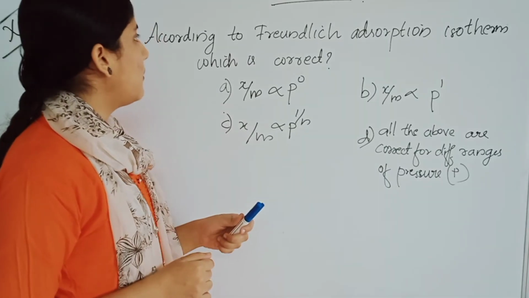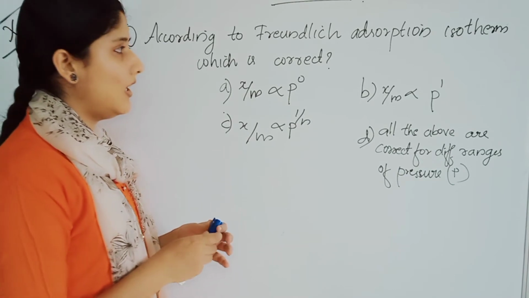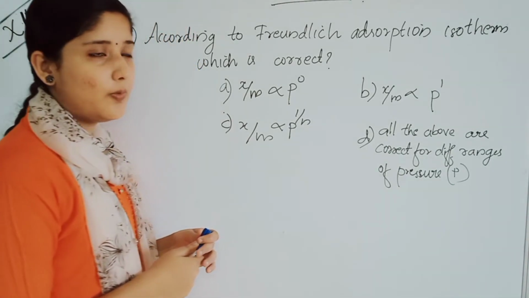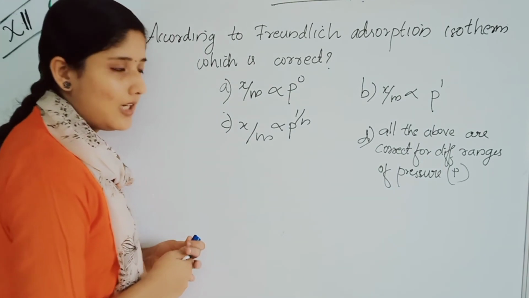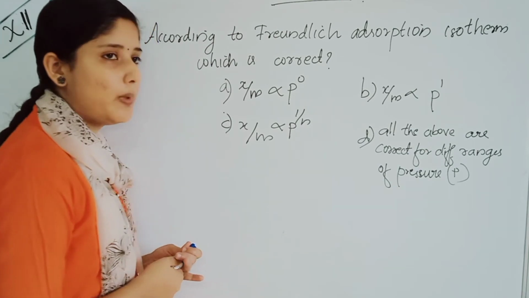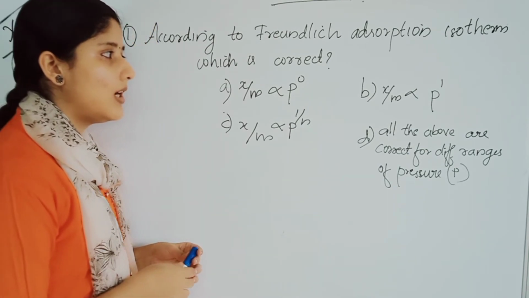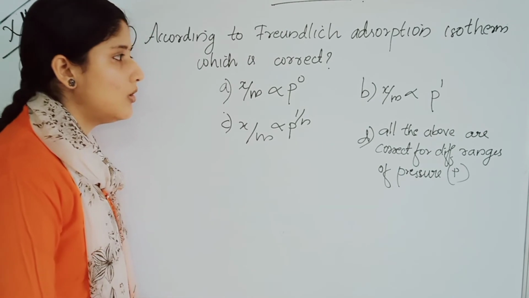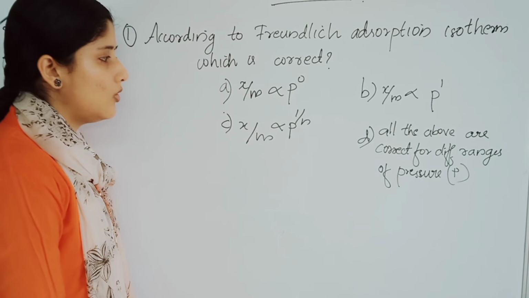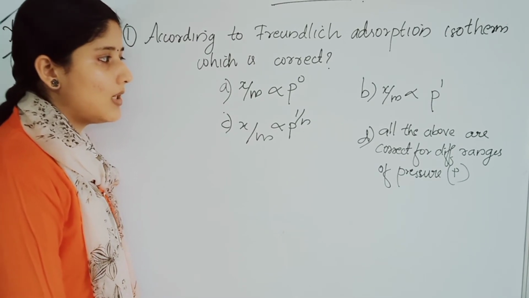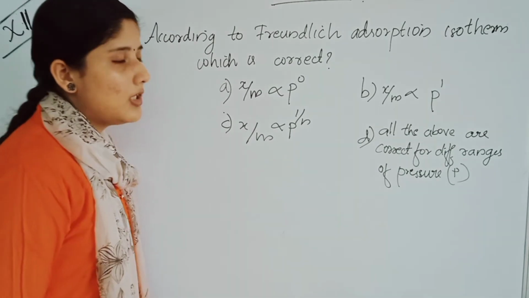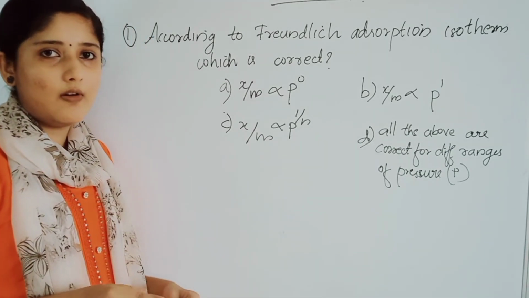Let's discuss some questions. This is a previous year JEE question. According to the Freundlich adsorption isotherm, which of the following is the correct statement? First statement: x by m is directly proportional to p raised to 0. Second: x by m is directly proportional to p raised to 1. Third: x by m is proportional to p raised to 1 by n. And the last statement: all the above are correct for different ranges of pressure. What is the correct answer? I have already taught you.